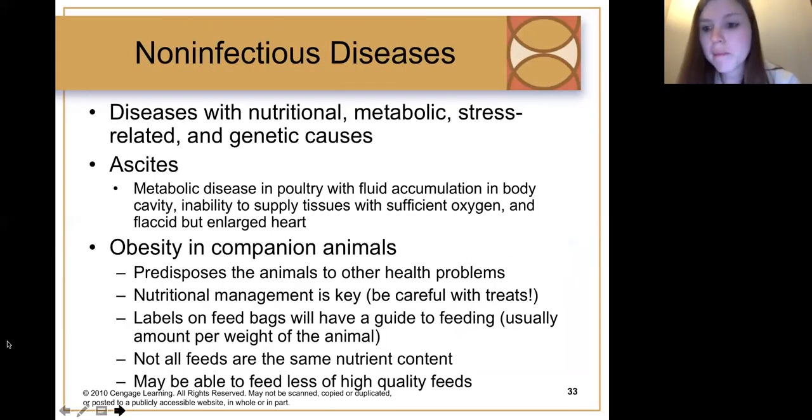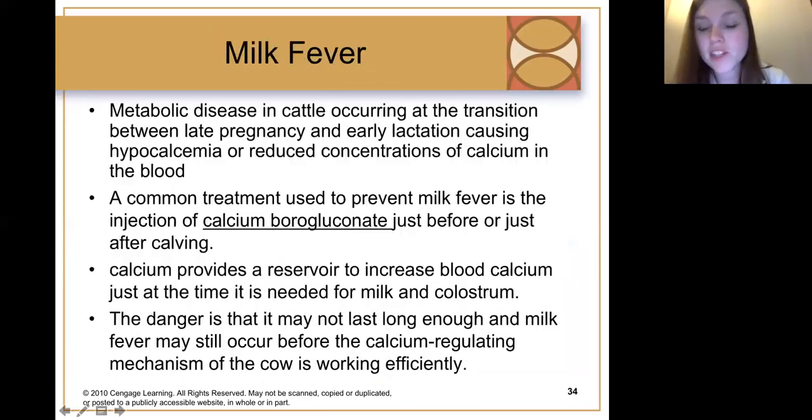We also talked about milk fever as a big one, especially in dairy cattle. Mastitis and milk fever both occur in dairy cattle, but don't get those confused. If you remember mastitis, the "itis" on the end of a word means inflammation or infection. So mastitis is the infection of the udder. Don't confuse that with milk fever, because they both do occur in dairy cattle. Milk fever is not limited to dairy cattle either, neither is mastitis.